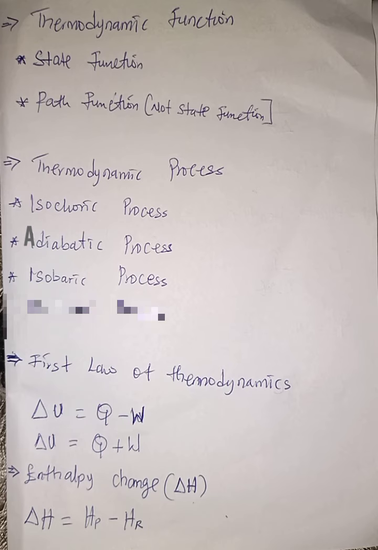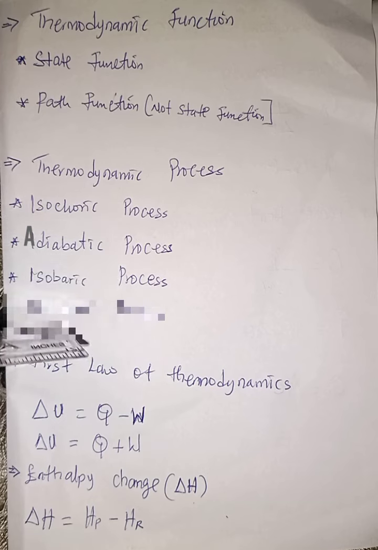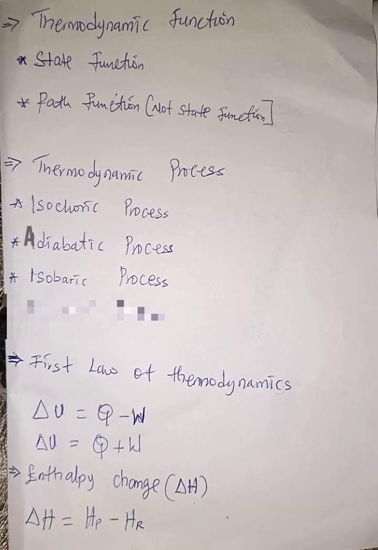We have some processes in thermodynamics like the isochoric process, adiabatic process, isobaric process, isothermal process. I'm looking at these four processes now. The isochoric process is a process in which a system will undergo change and, at the end, the volume will remain constant. So the constant volume process, in which the volume will not change, is called the isochoric process.